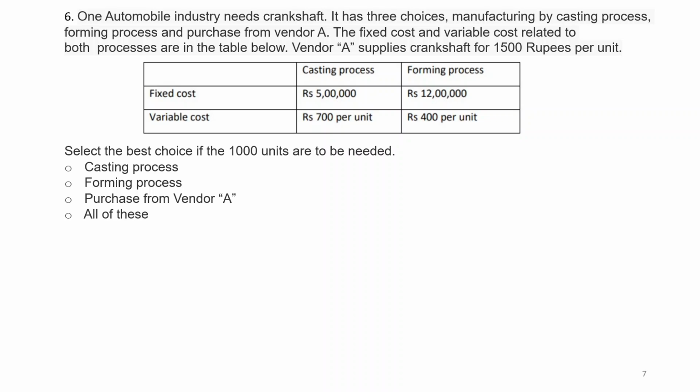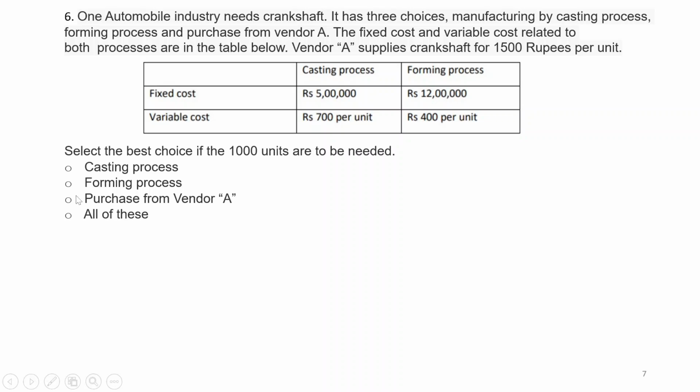Next is related to break-even analysis. We have studied how to tell which process is providing you with the least cost. One automobile industry needs a crankshaft and it has three choices: manufacturing by casting process, forming process, or purchase from vendor A. The fixed cost and variable cost related to both processes are in the table below, and vendor A supplies crankshaft for 1500 rupees per unit.